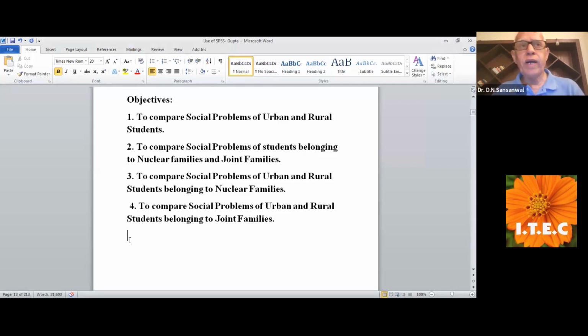Now let me take one example of quantitative. So how to write the paper for the quantitative? Let me take a variable, and this variable I am taking very simple: achievement in Hindi. Suppose this is my variable and the data will be quantitative.